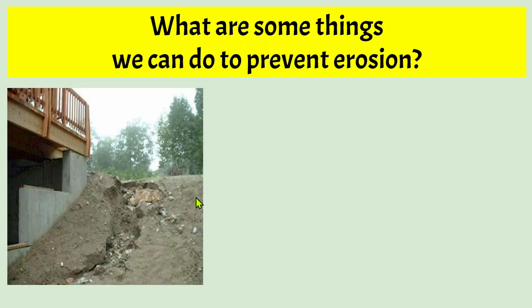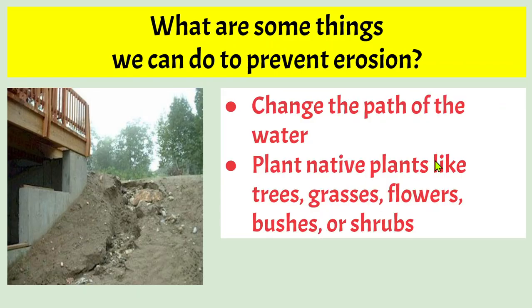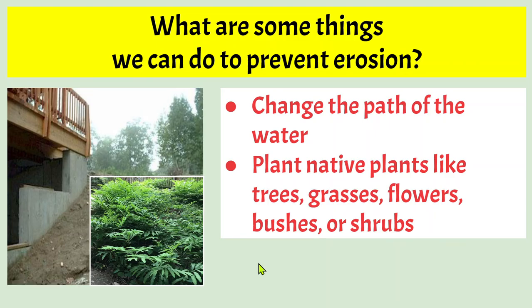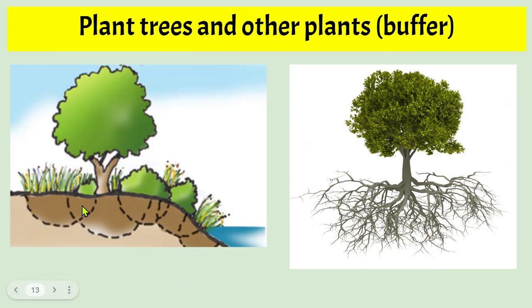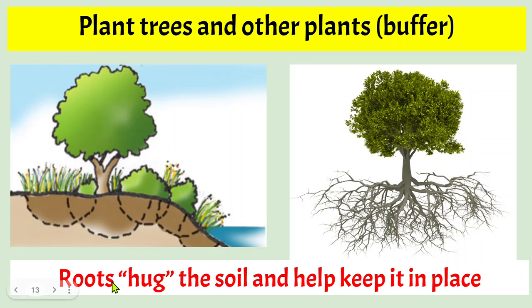Okay, so remember we talked about erosion in lots of places. Some of the things we can do to prevent erosion are to change the path of the water, so we can build up either concrete or other barriers to try to redirect the water. Or, and this is really what we talked mostly about, we can plant native plants like trees, grasses, flowers, bushes, shrubs to try to prevent that soil from eroding. So remember, when we plant plants around those banks, those soil banks near the rivers, we know that those roots are going to hug the soil and keep it in place.